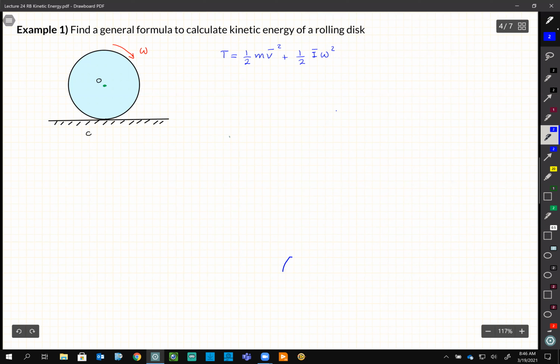Or you can write the whole equation like this. T is equal to 1/2 m r omega squared plus half of I bar omega squared. So the same things here. But this time, let's simplify it like this: 1/2 times m r squared plus I bar, times omega squared.